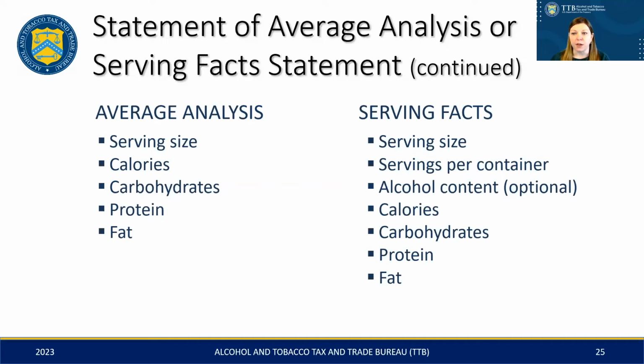The serving fact statement, on the other hand, has a specified format and requires, in addition to calories, carbs, protein, and fat disclosures, a statement listing the number of servings per container and optionally may include alcohol content. If the serving fact statement lists the alcohol content of the product, the alcohol content must be listed as a percentage of alcohol by volume, and optionally in fluid ounces of pure alcohol. The serving fact statement has a number of specified serving sizes for each commodity that take into account alcohol content and how the product is likely to be consumed, as opposed to the average analysis that only has one serving size per commodity.